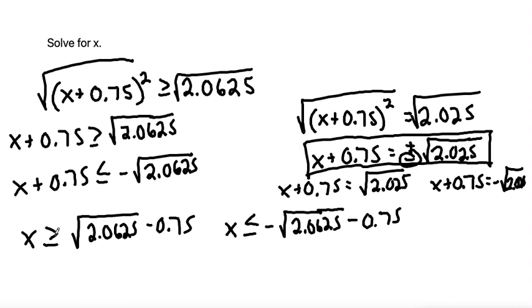So that's how we would get one inequality would be greater than or equal to, and the other one is less than or equal to.